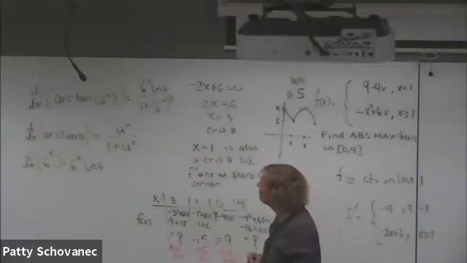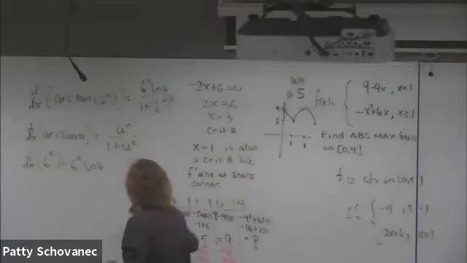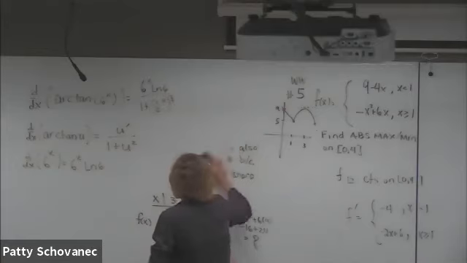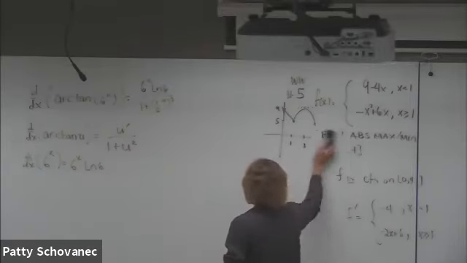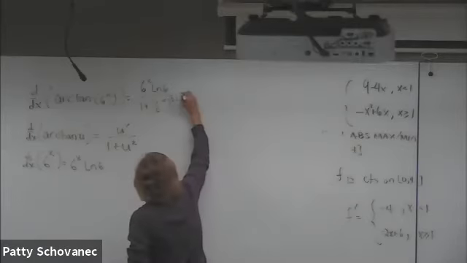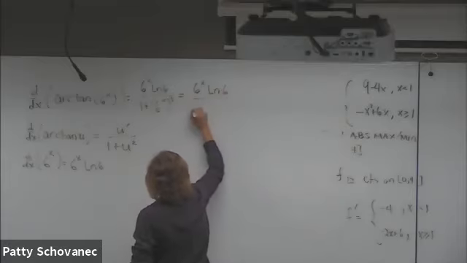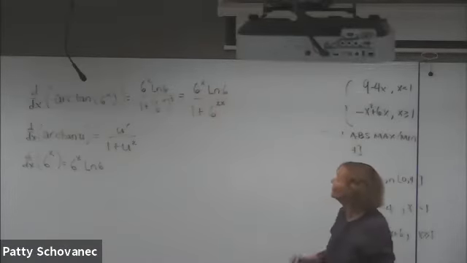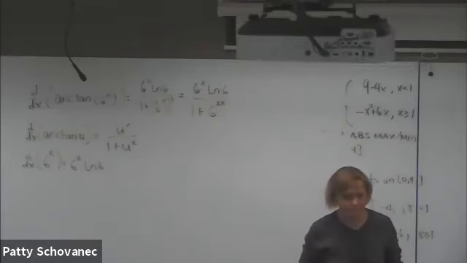That u squared is 6 to the 2x. Yes, you could write this as 6 to the 2x. Raise a power to a power, you multiply exponents. Or you could square the 6 and write that as 36 to the x.